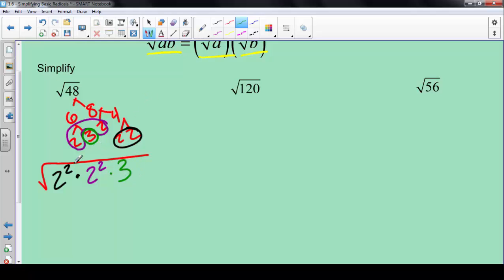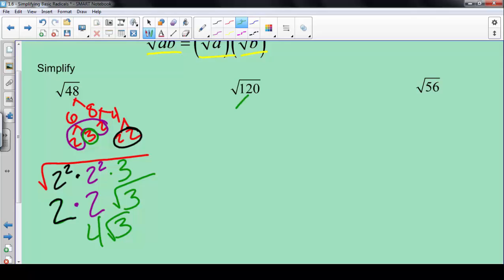So doing each one at a time, square root of 2 squared is going to give us 2. Square root of 2 squared is going to give us 2. And then we still have the square root of 3 in there. Everything that's on the outside together you can multiply. So we get 4 root 3.